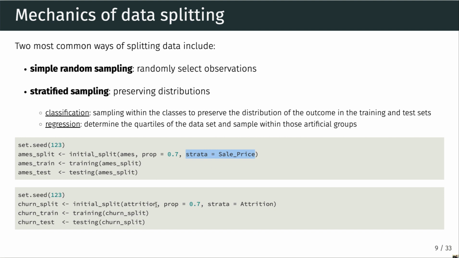Now, if we do this on the classification data set that we have, which is called attrition, we have the same process. We're going to do an initial split. We're going to use a 70% split for our training set and 30% in our test set. And then we want to stratify on the attrition variable. So we want to make sure that the train and test sets both have the same proportion of this variable in them.